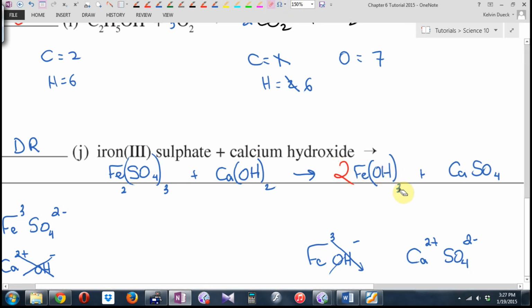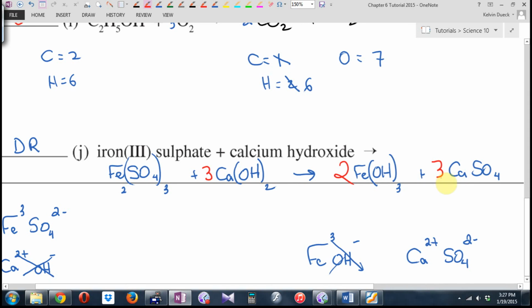Originally there was 3. Now how many are there of the OHs? 6. How many of the OHs here? How can I make that 6? Good. What did that just change? Cas. How many Cas are there on the left now? How many are there over here? I better put a 3 there.